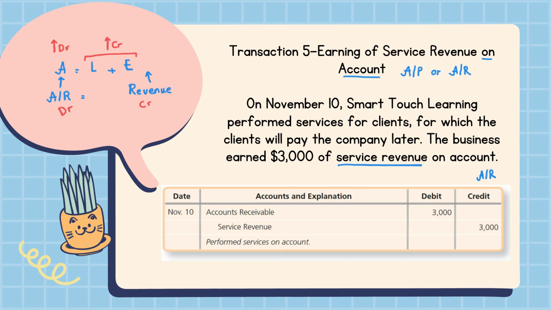Now after journalizing, we need to post those entries to the T accounts in the general ledger. So for the accounts receivable T account, I'm gonna go and debit 3,000. For the service revenue, I'm gonna go and credit 3,000.